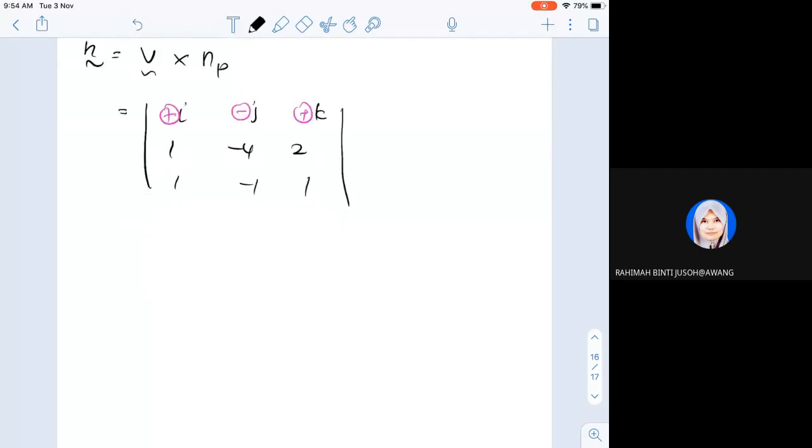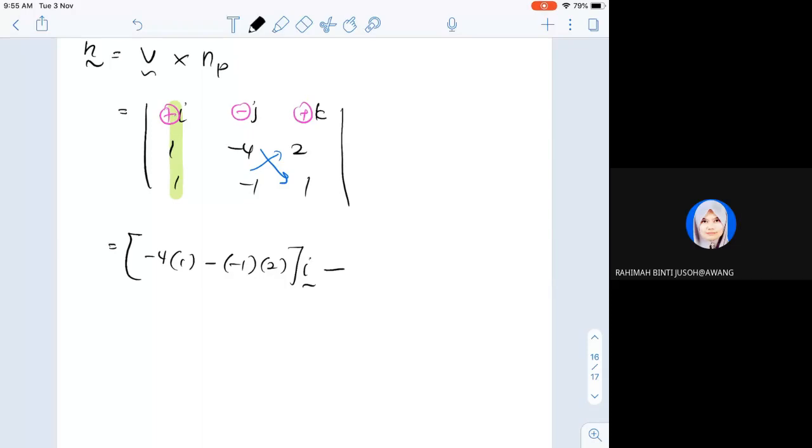Okay, so now let's do this. First step, close the first column, so you are closing the second and third column. Negative 4 times 1 minus negative 1 times 2. This is for the I direction. For the J direction, plus or minus? Minus.